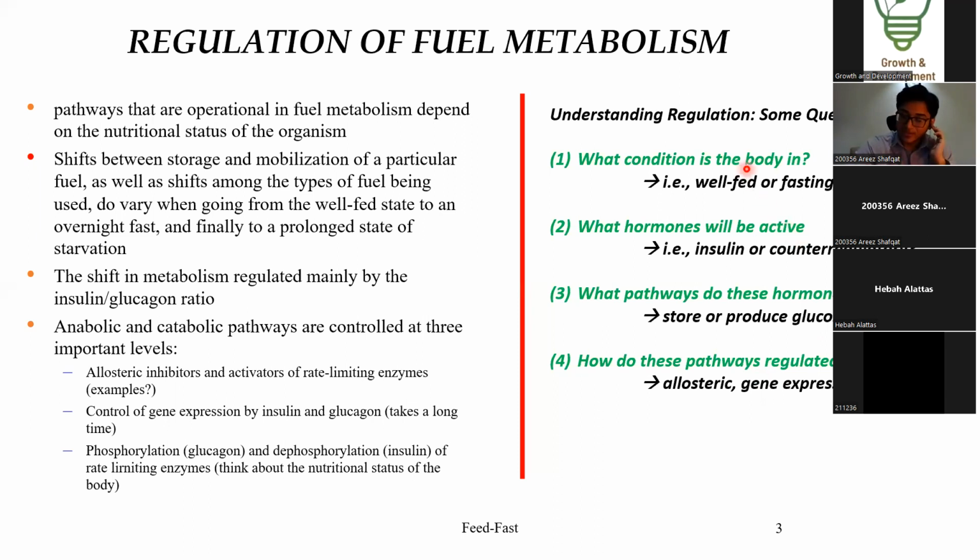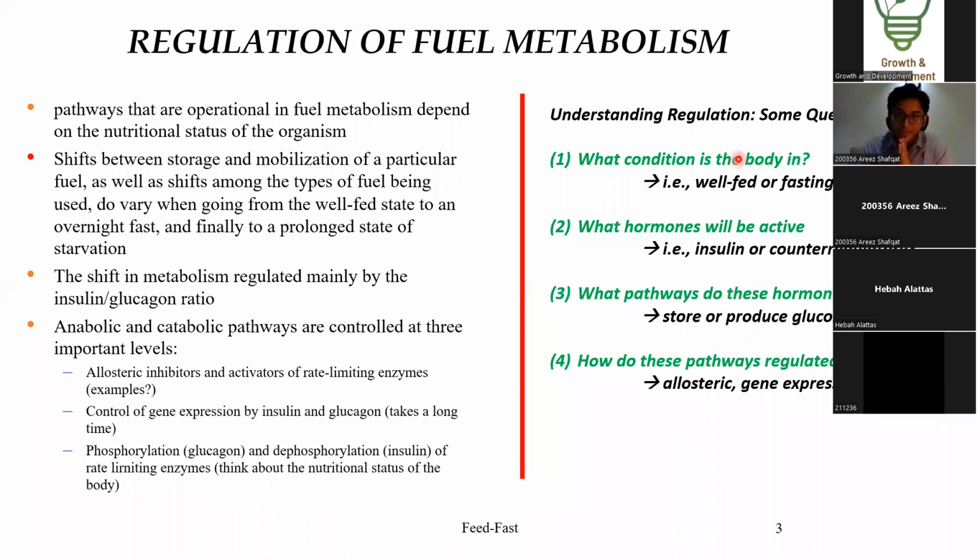So if you understood these concepts, I'll repeat them one more time and then I'll ask you guys. If the body is in a well-fed state or is in a starved state, that's the first question. That will determine which hormone is activated, which is the second question. Which hormone is activated will determine which pathways the body stimulates, whether it uses up glucose or it produces glucose. And then you need to know that insulin and glucagon regulate these pathways by gene expression, which is slow, and by covalent modification, by phosphorylation, dephosphorylation. Insulin causes dephosphorylation, glucagon causes phosphorylation. So now if you understood these 4 questions, you should understand regulation.